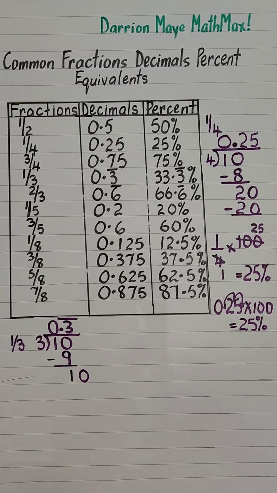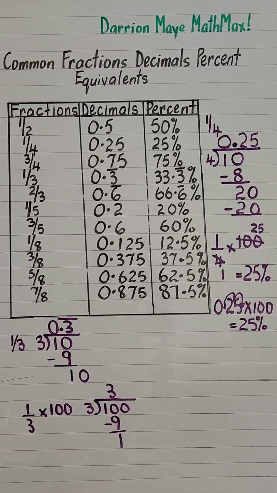And 1/3 to a percent, we're going to multiply by 100. So in this case, we don't use canceling. So what we do, we go ahead and multiply across. 1 times 100 is 100, and then 3 times 1 is 3. So we divide the numerator by the denominator. That is 100 divided by 3. How many times can 3 go into 10? And that is 3 times.